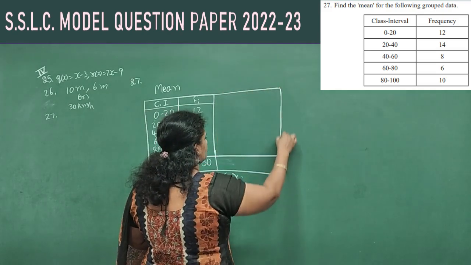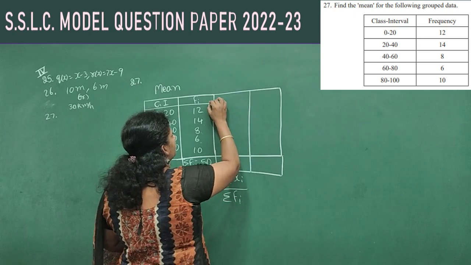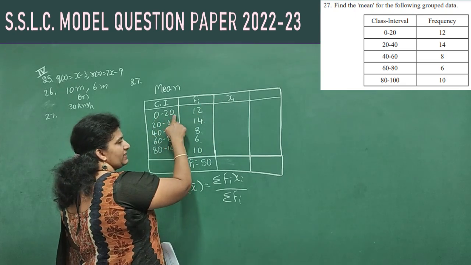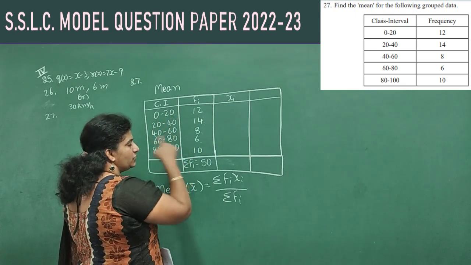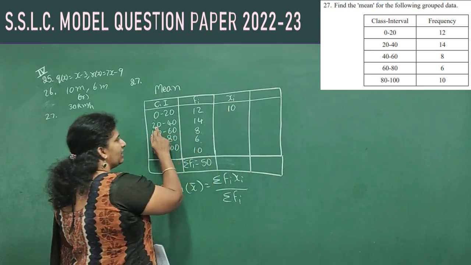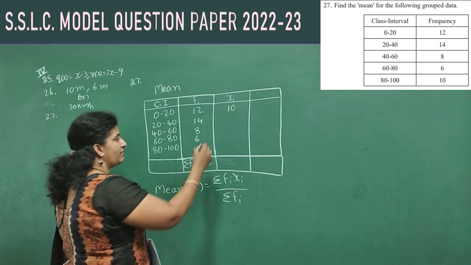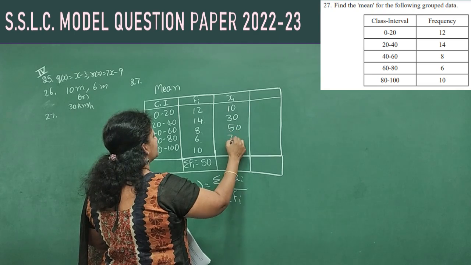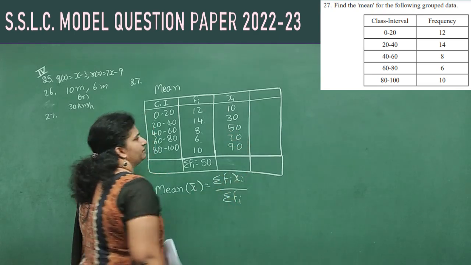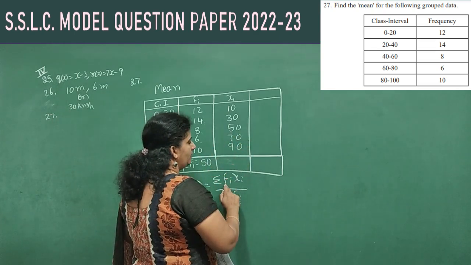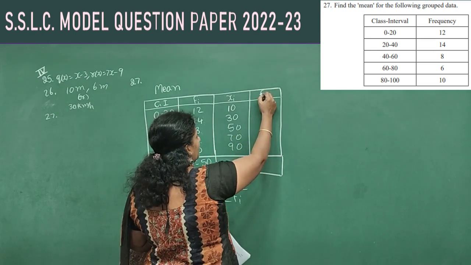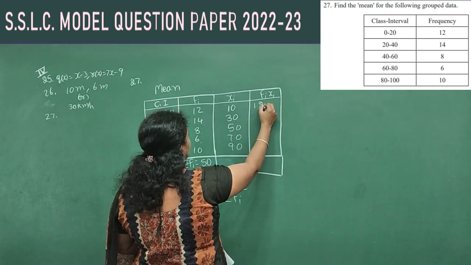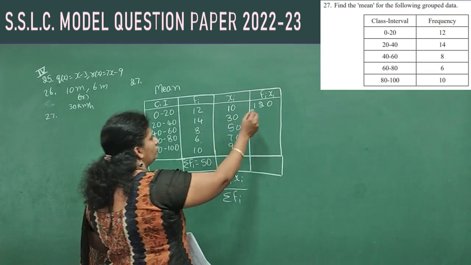So, take 2 more columns, extend and mark here xi. Class mark, lower limit plus upper limit. 0 plus 20, 20. 20 by 2 will be 10. Similarly, 20 plus 40, 60. 60 by 2 is 30. And next 50, then 70, then 90. Right? Now, another column, fi xi needed. So multiply fi and xi. 12 tens are 120. 14 into 30.